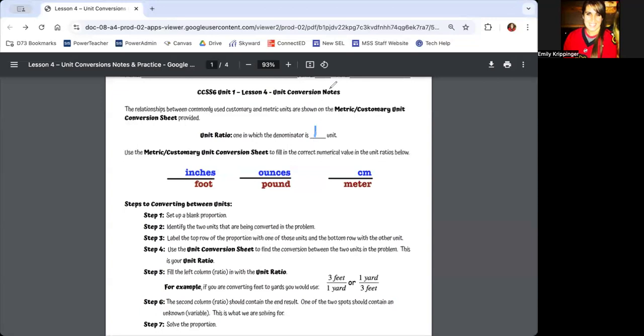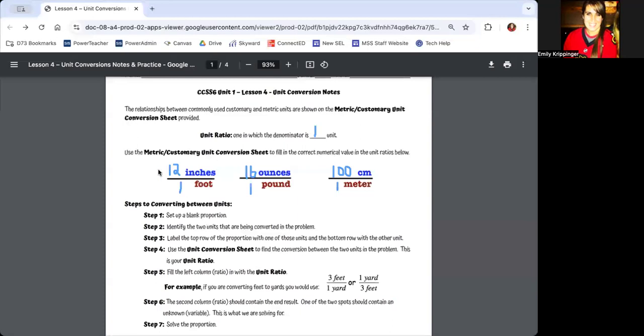So if we look at that metric customary unit conversion sheet in your resource packet, we can fill in these unit ratios. So for example, inches compared to feet. And maybe you already have that one memorized, but 1 foot is equivalent to 12 inches. Another unit ratio comparing ounces to pounds is that 1 pound is equivalent to 16 ounces. And then one more is that 1 meter is equivalent to 100 centimeters.